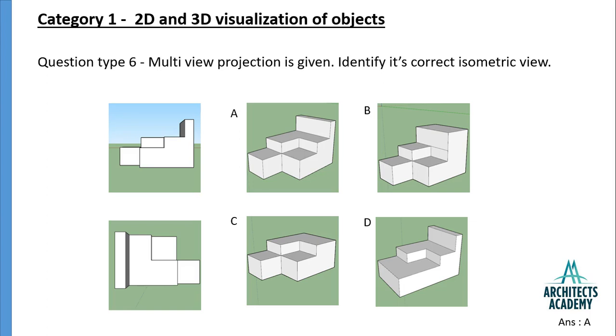So in this case, the bottom part is the plan of the object and the top part is the elevation of the object. So if you closely correlate these two things together, you will find out that it closely resembles the figure A, and that is why A will be the correct answer in this case.